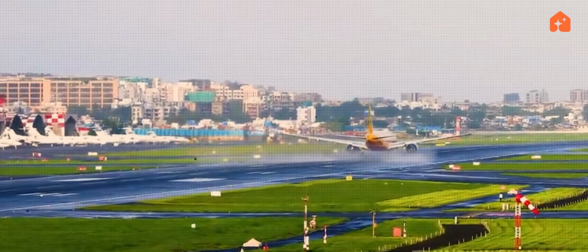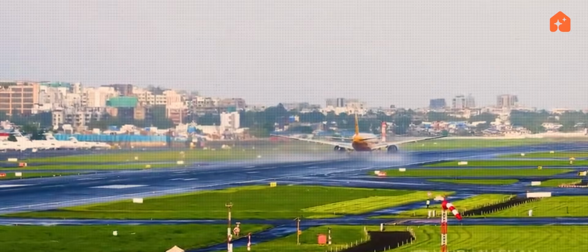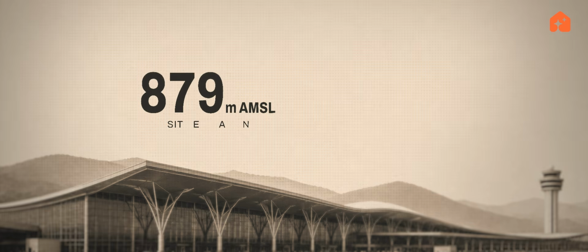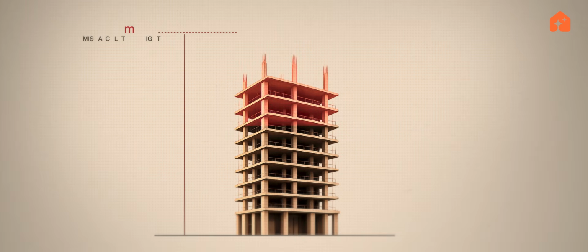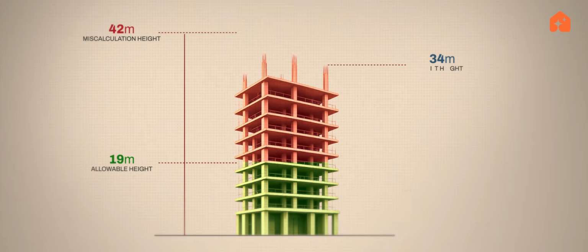Case 2. Near Bangalore airport, a developer assumed their site elevation was 876 meters AMSL, but the actual elevation was 902 meters. That small miscalculation meant that their allowable building height dropped from 42 meters to just 19 meters. And the worst part, they've already built 34 meters, which is 11 floors. This is a violation of 15 meters just because of one wrong number. And these are not unknown suburbs that we are talking about. These are projects in Koramangala or near KIA where thousands of buyers are actively looking right now.